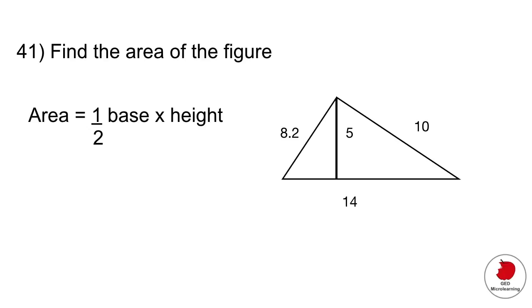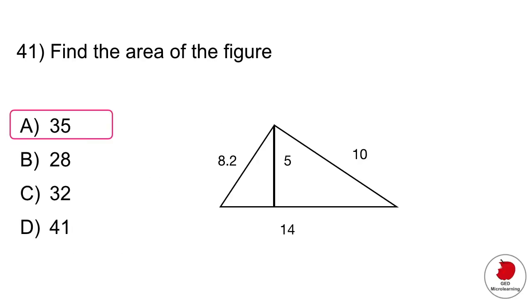We know the base is 14 and the height is 5. You would just multiply these numbers, put those numbers in your equation, and 70 times 1/2 is 35.